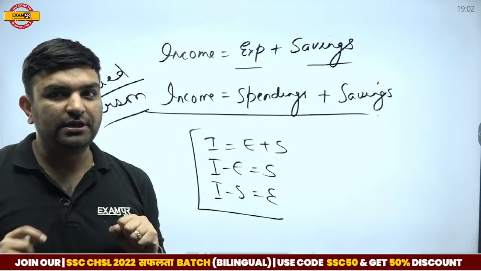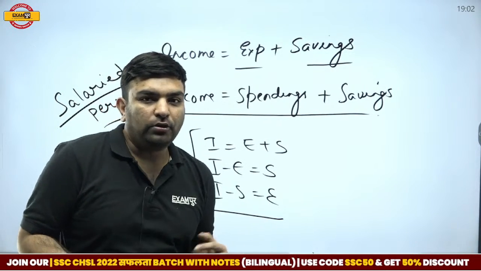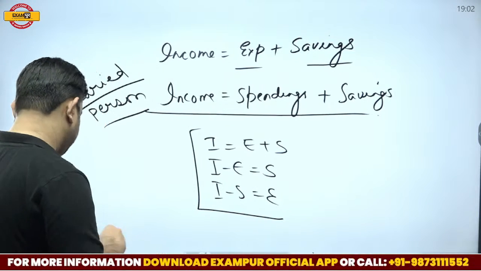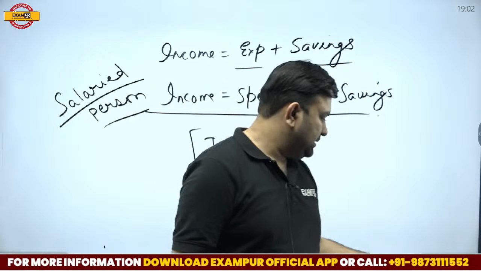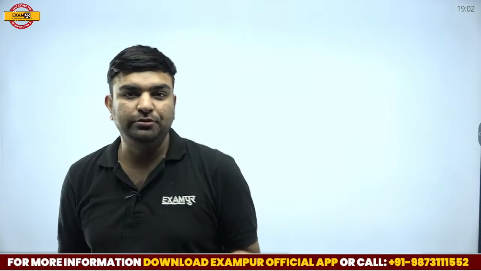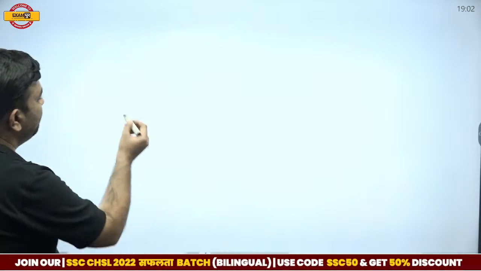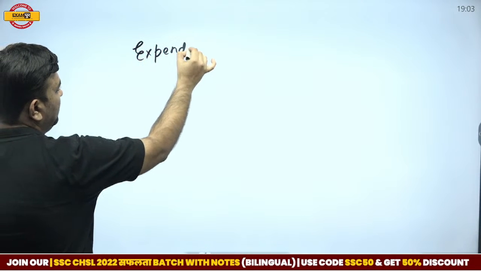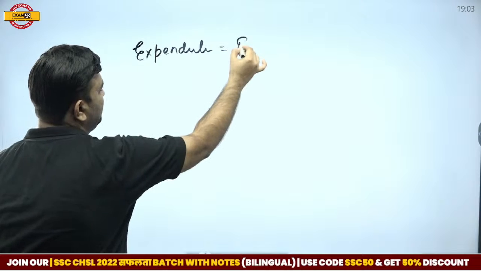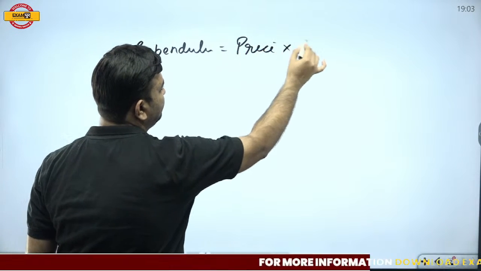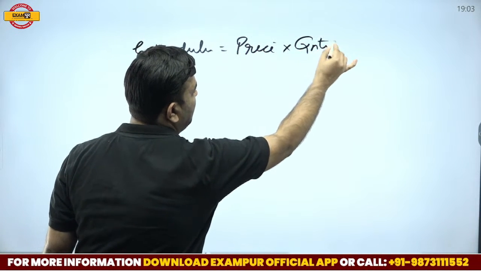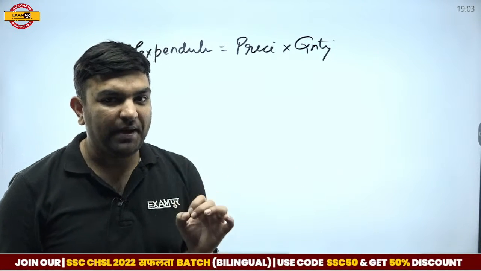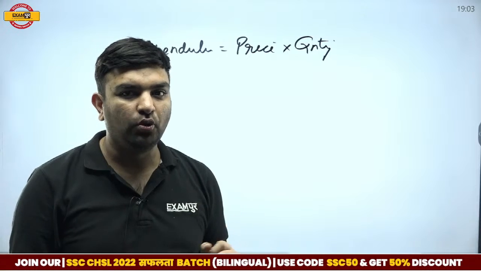There is one more relation which I want to tell you about, about price and quantity. Have you ever heard about expenditure? Expenditure is equal to price into quantity. Here it is a product relation. Expenditure is equal to price into quantity.